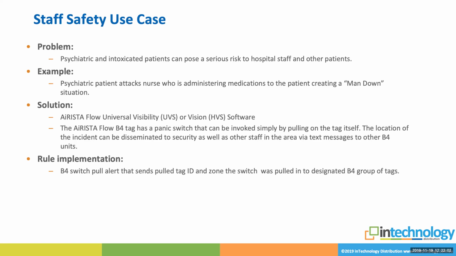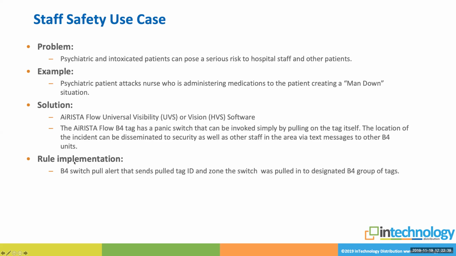In the situation that we're talking about here, as I mentioned before, the staff member will pull the duress. The duress message gets sent to either the AiRISTA UVS application or the Vision software, and Bob and I will talk a little bit more about that in a second. It then notifies the staff that are within a specific vicinity of that particular tag, or alternatively the security staff, which then allows them to look at the location of that person and go and help them, as I've mentioned before.